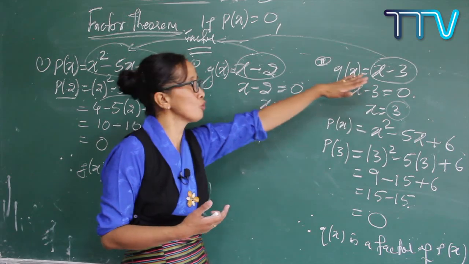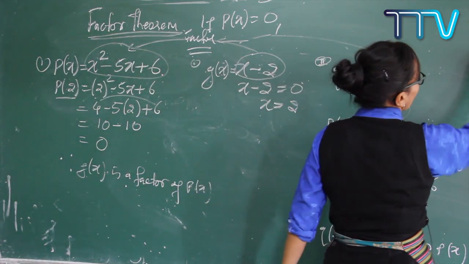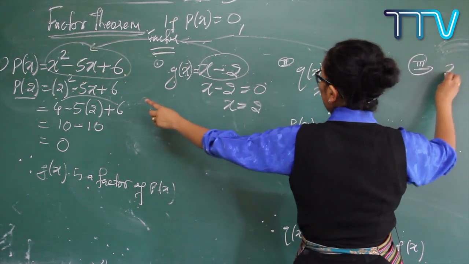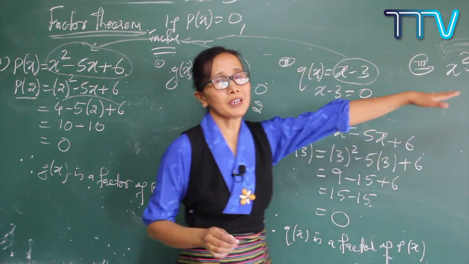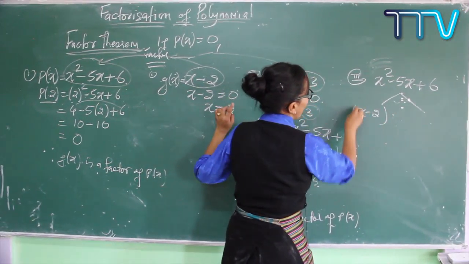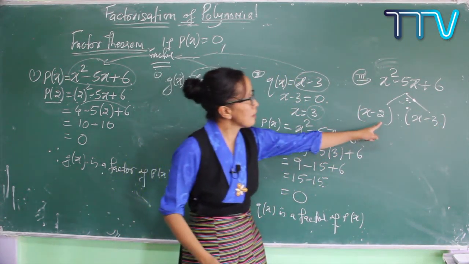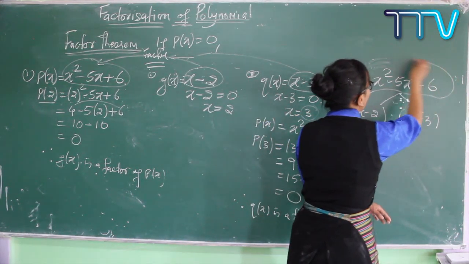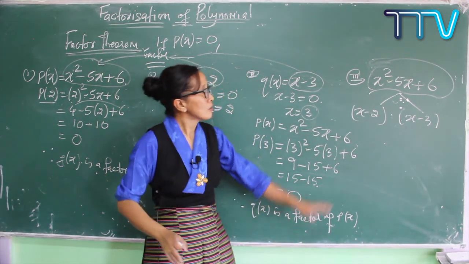So how many factors are there? 2 factors. So what are those 2 factors? The factors of this. Okay, you can write it down, last one. Third, x square minus 5x plus 6. So what are the factors of this? 2 factors are there. What are they? x minus 2 and the other one is x minus 3. So we can state here x minus 2 and x minus 3 are the factors of this polynomial. Understood? By using factor theorem. Do you get it clear? So these 2 are the factors.